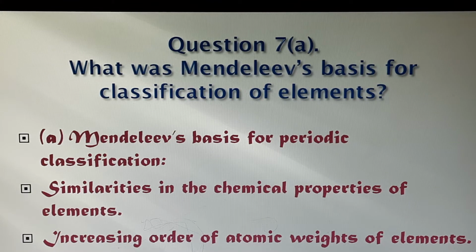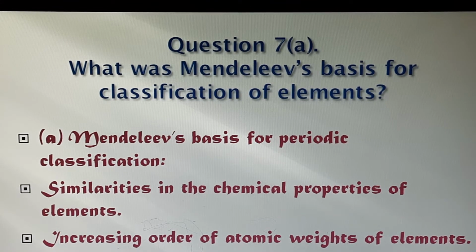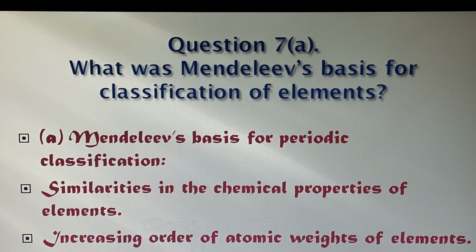7a. What was Mendeleev's basis for classification of elements? Mendeleev's basis for periodic classification was similarities in the chemical properties of elements and increasing order of atomic weights of elements.